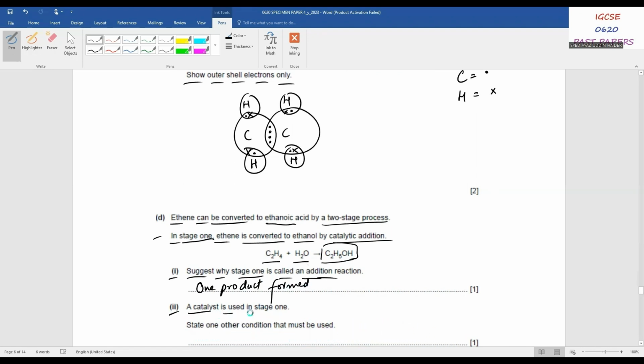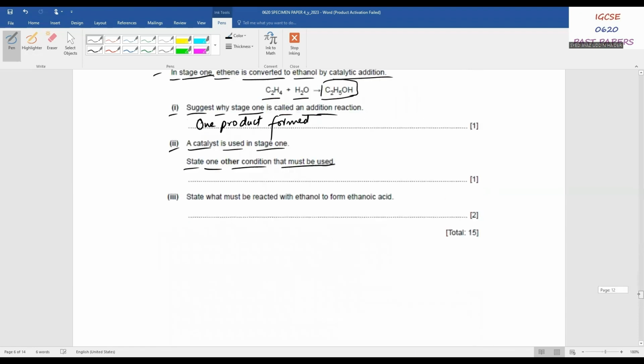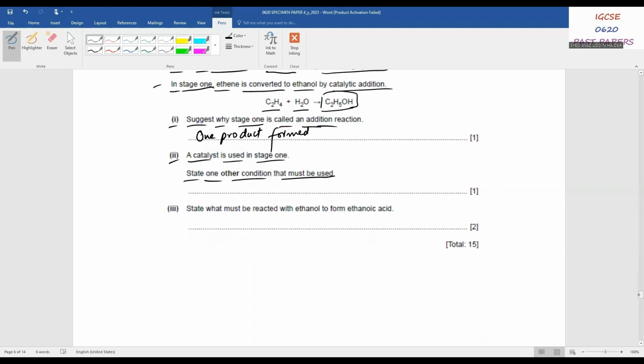Number 2, a catalyst is used in stage 1. Other conditions that must be used here. So there are some conditions for this one. You can quote pressure or temperature, and steam is also used here. So you can write any one of these: steam, or temperature, above 100 degrees centigrade, or pressure, 20 to 100 atm.